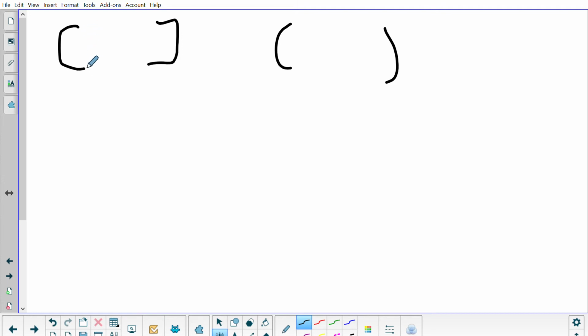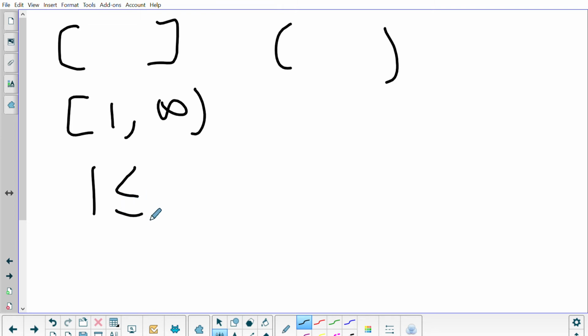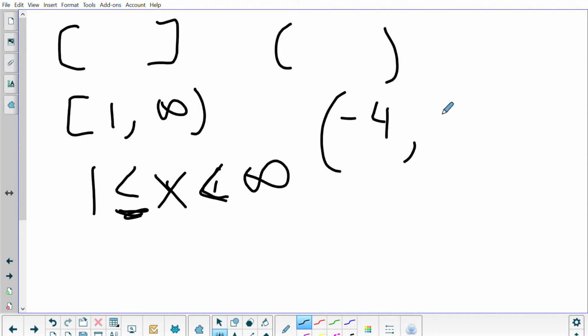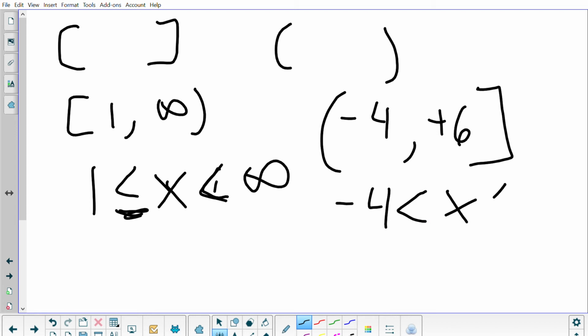Sometimes, though, they might do something like, let's say it's 1 to infinity. They might write it as 1 less than or equal to x, which is to infinity. A soft bracket is just a greater than or less than, and a hard bracket is an or equal to. So if they give you something that says like -4, soft bracket, to 6, hard bracket, you would say from -4 is less than x, which is less than or equal to, because of the bracket, it's or equal to 6. Okay?